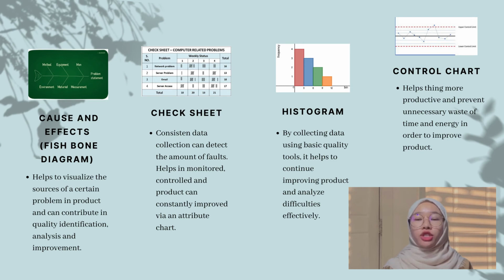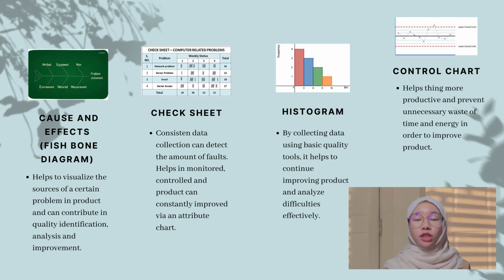Secondly, we choose check sheets. Check sheets are manual forms to gather data at the place where the data is created in real time. So systematic data collecting can detect the number of faults. It also helps in monitoring and control, and the product can constantly improve via an attribute chart.